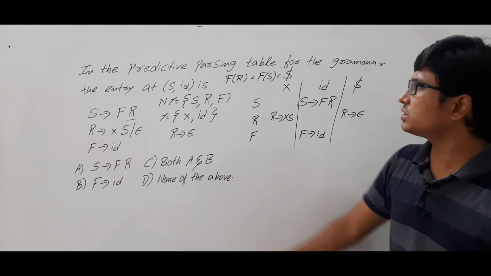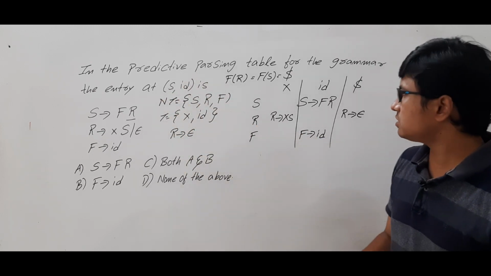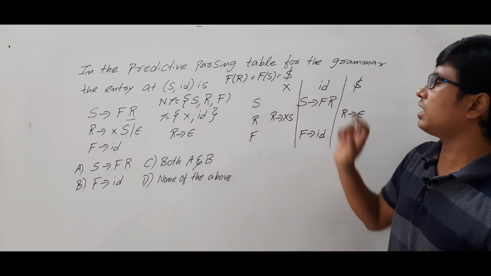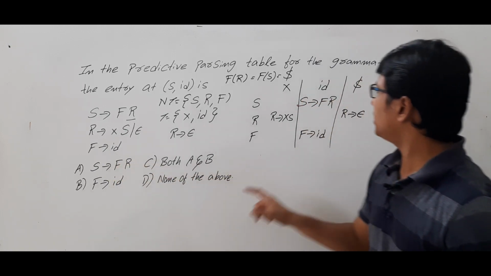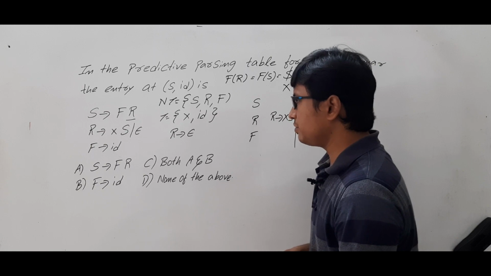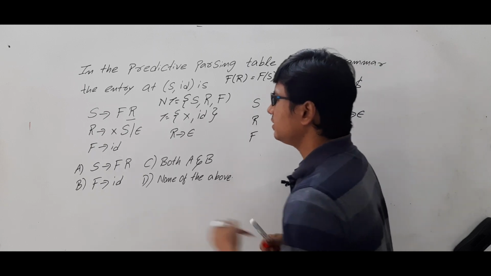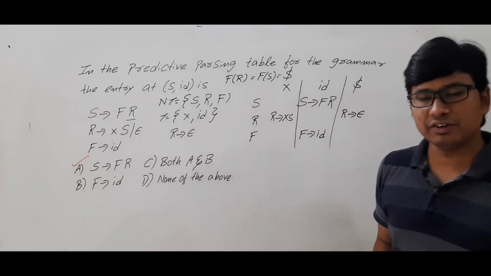Now what is their question? S on ID. What is there at S on ID? Which production is there? They are asking. S determines FR. Yes, it is there. So S determines FR is there.